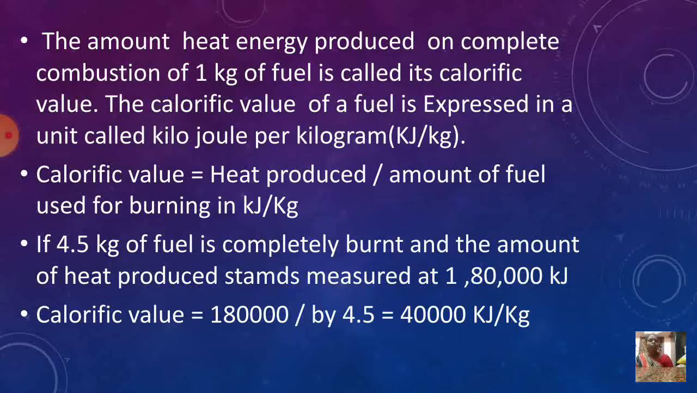If 4.5 kilogram of fuel is completely burnt and the amount of heat produced is measured at 1,80,000 kilojoule, how do we calculate the calorific value? Calorific value equals heat produced, which is 1,80,000, divided by the amount of fuel used for burning, that is 4.5. So 1,80,000 divided by 4.5 gives 40,000 kilojoule per kilogram.